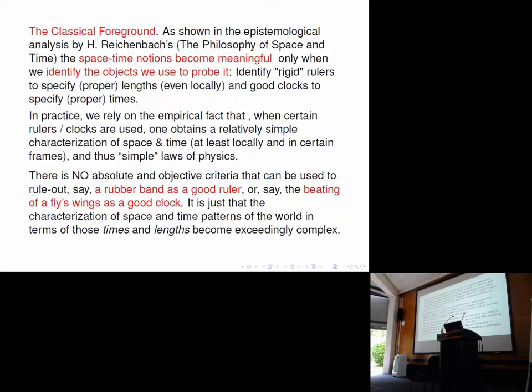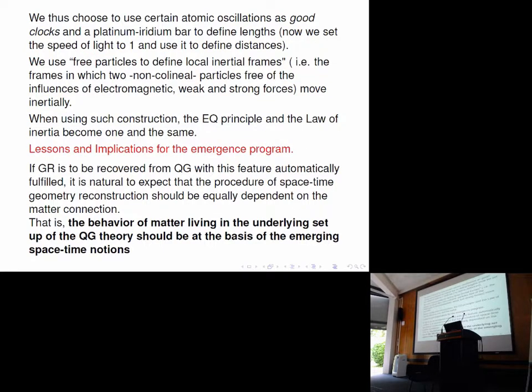In other words, we may have used rubber bands as a ruler, or the flapping of the wings of a fly as a clock, but we would obtain notions of time and length that generate laws of physics that are extremely complex. And that's why we don't use them. We use a certain type of atomic oscillation to define good times. We used to use a platinum-iridium bar to define length. Now we use light and say the speed is 1.